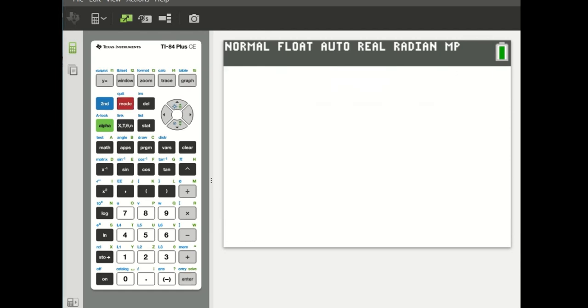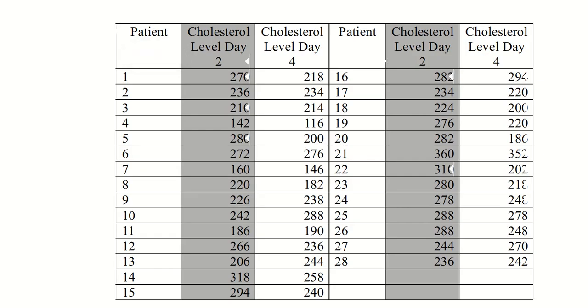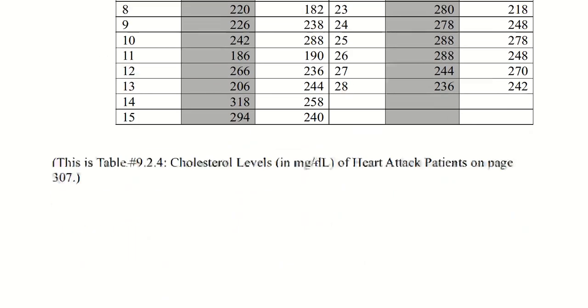So here they are in L3. Notice that patient number 1 has 2 pieces of data. We know that the cholesterol level after the second day for that patient was 270, and after the fourth day was 218. In other words, we can match up data from the first list with data from the second list, and we do that in the calculator by entering them in the same order. That patient information tells us that the information that we're being given is in fact matched.